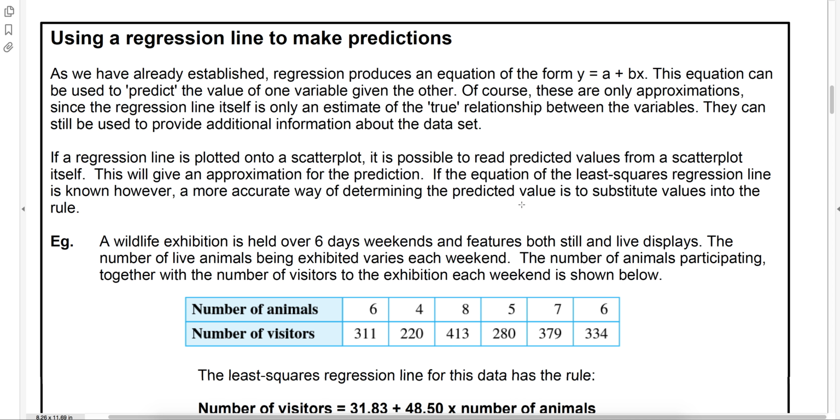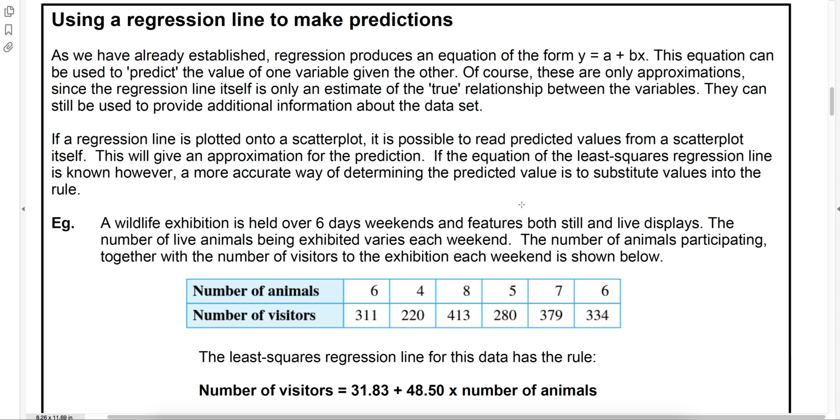We're going to have a go at that while we do this next bit, which is making predictions. Now, you're going to be doing this all the time. Whenever you are making a prediction, you're basically substituting a value into your rule. Just make that a little bit more clear.